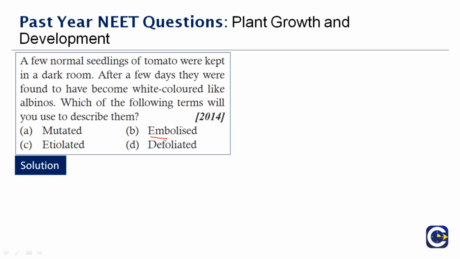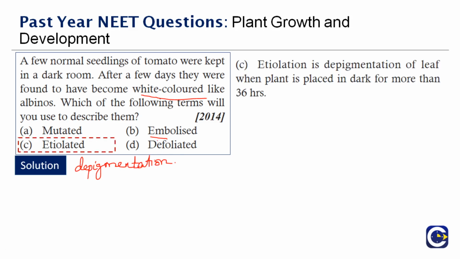What do you mean by etiolated? The correct answer is etiolated. Etiolation is the depigmentation of leaf when a plant is placed in a dark room or in the dark for more than 36 hours. Here, the question clearly tells us the leaf's initial color has become white colored like albinos. That is nothing but depigmentation, right? You call that depigmentation. Therefore, defoliated is not the answer. It's just the opposite of etiolated. Therefore, the correct answer to this question is option C, etiolated.